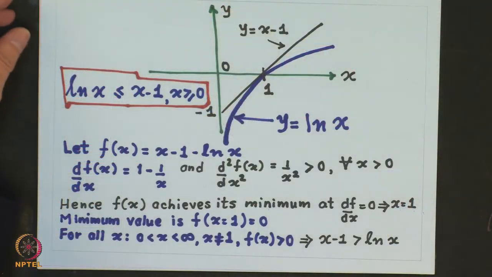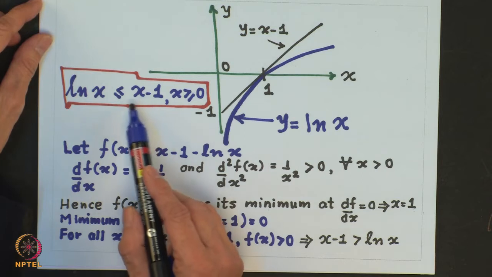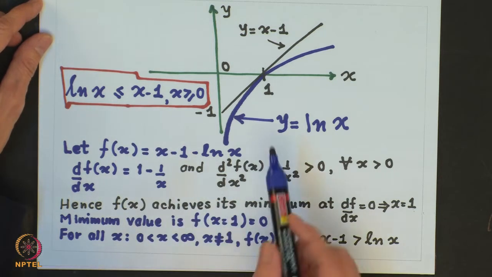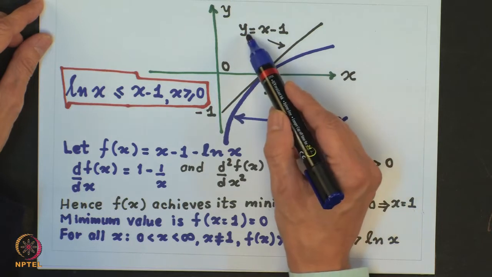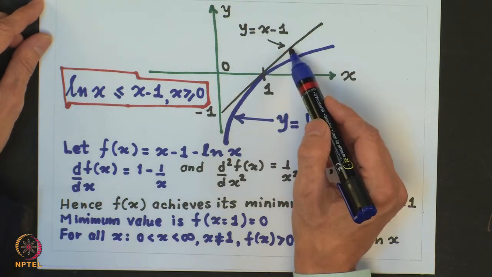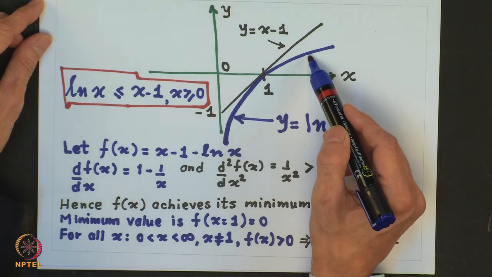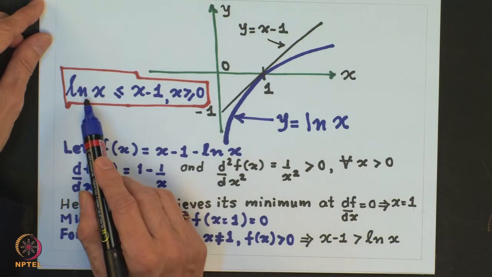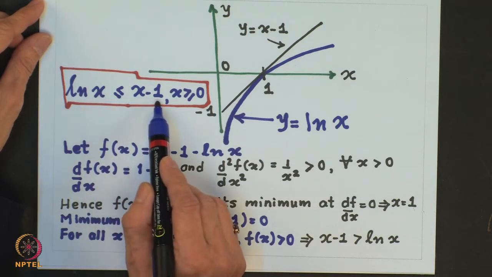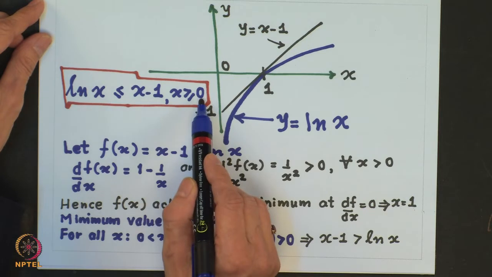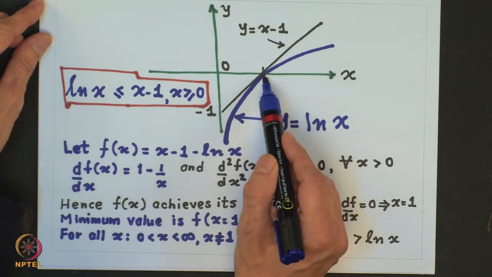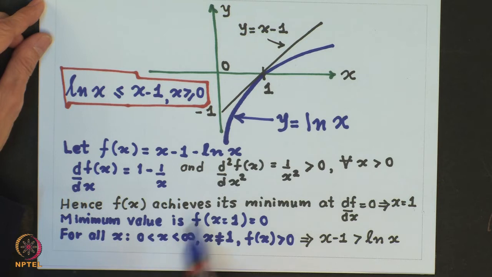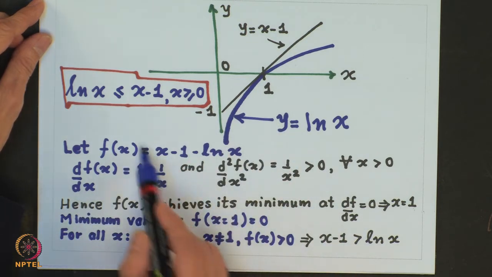To do that, basically we will use this relationship between log x and x minus 1. I have plotted the equation y equal to x minus 1 and y equal to log x. From this graph it is very clear, and we can see that log x is always less than or equal to x minus 1 for x greater than 0, and they will be equal when x is equal to 1. The mathematical formal proof is also given here.